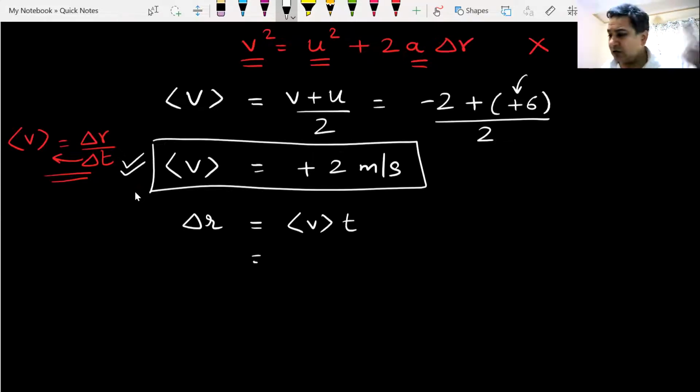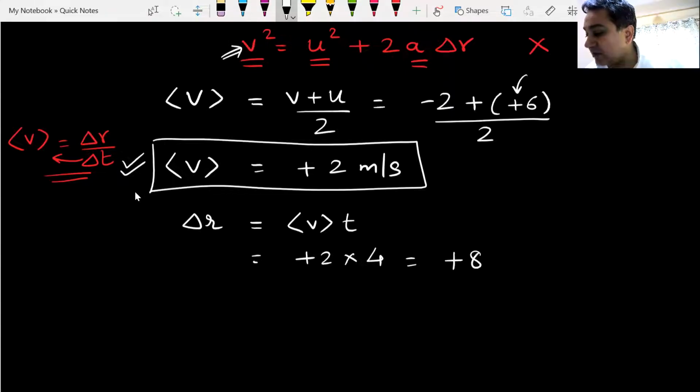No square, no ut plus half at square, no v square. I don't have to square things. I'm very bad in maths. If I square, I forget. Multiplication and addition is simple for me. So V average is plus 2 multiplied by how much was time? Time was 4 seconds. My answer is plus 8 meters.